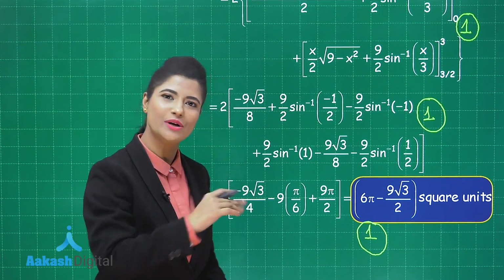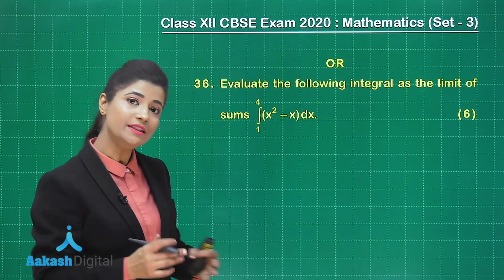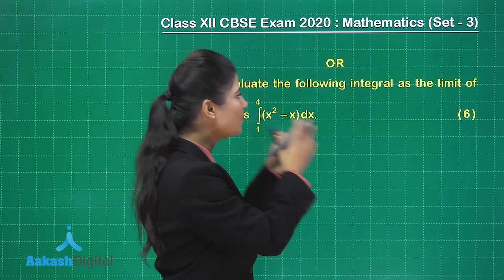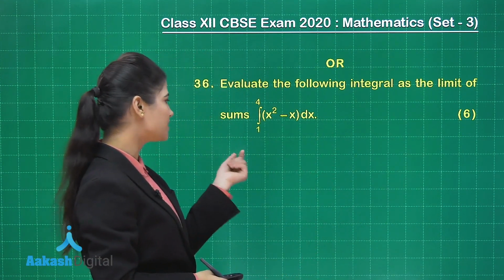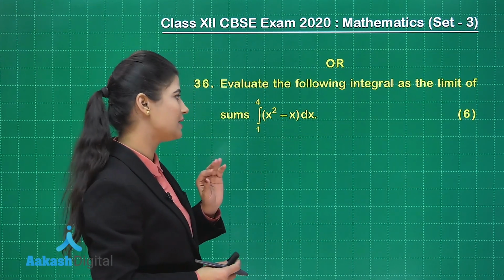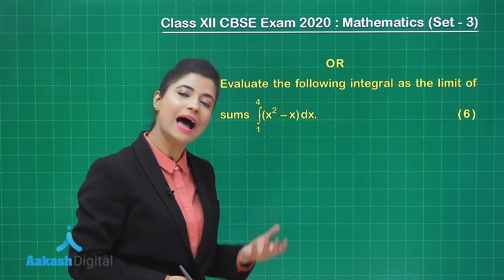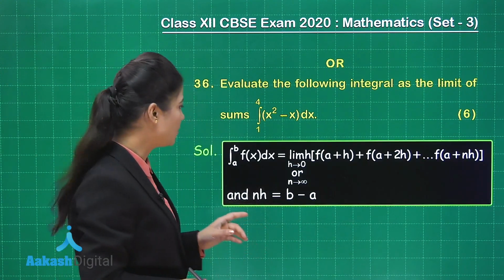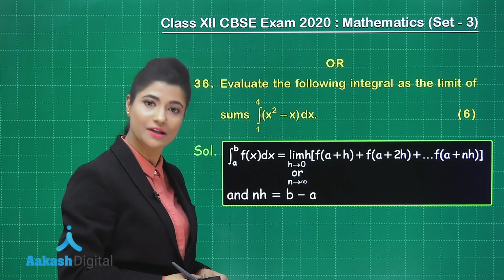Now let's proceed to the choice given in the same question. Here in this choice, we are talking about evaluating this integral as a limit of sums. So here this is the integral from 1 to 4 of x square minus x dx. Now as you have to evaluate it as a limit of sum, I want you to recall this important formula which we use for limit as a sum.